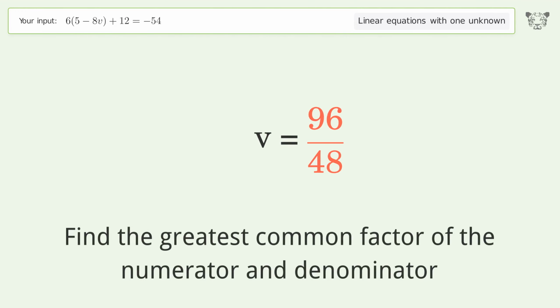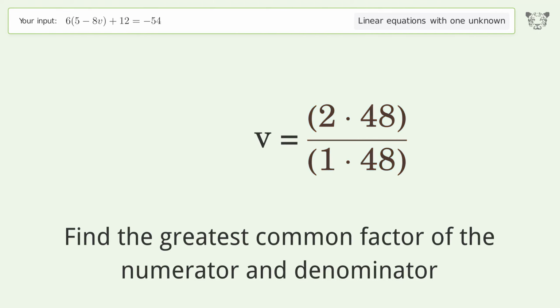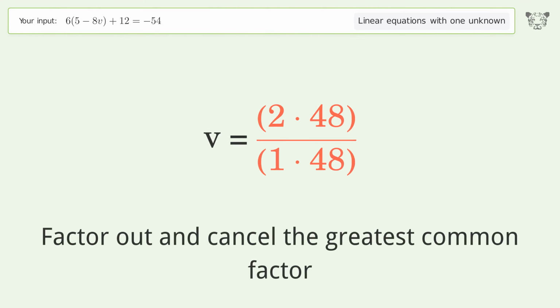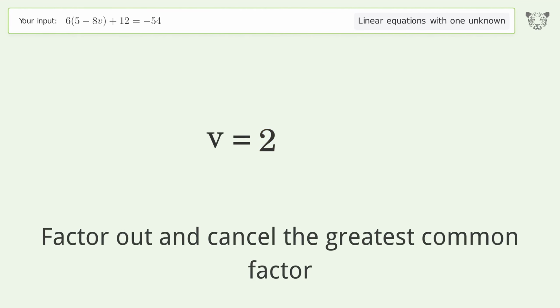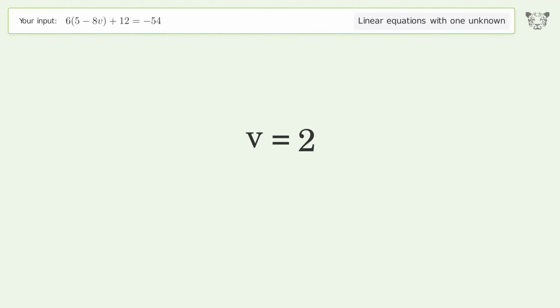Find the greatest common factor of the numerator and denominator. Factor out and cancel the greatest common factor. And so the final result is v equals 2.